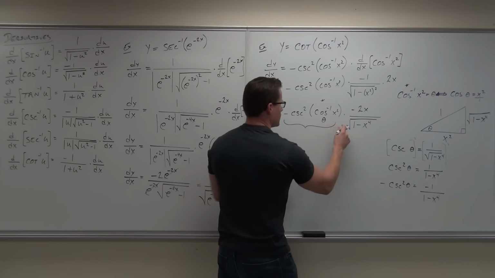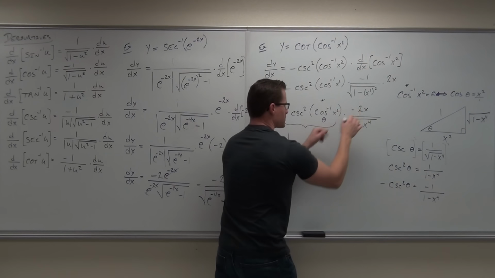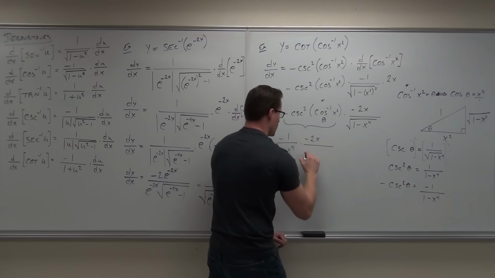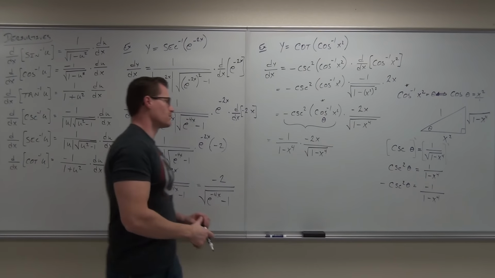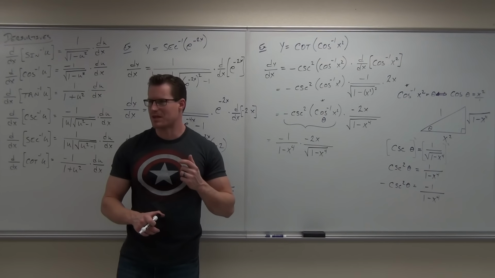This piece from our triangle is negative 1 over 1 minus x to the fourth. This piece, that's easy. This is negative 2x over square root 1 minus x to the 4th. You ready for some fancy pants math?